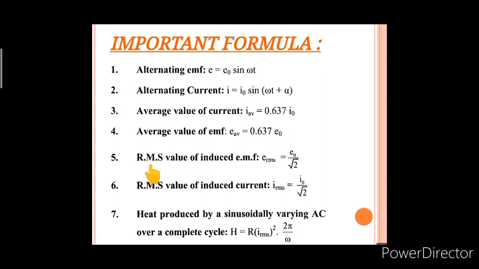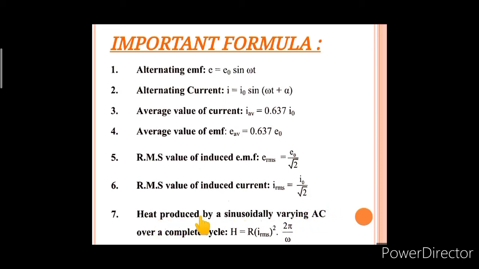Next we have the RMS value of the induced EMF, which is denoted as E_RMS, given as E0 upon square root 2. And in the same way, the RMS value of the induced current is given as I_RMS, which is equal to I0 upon square root 2.